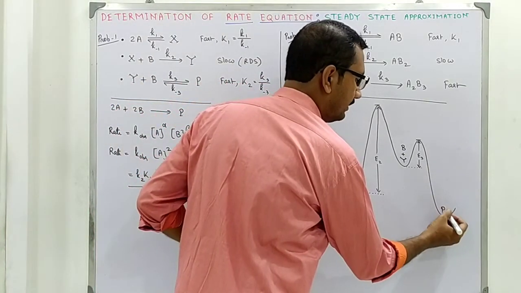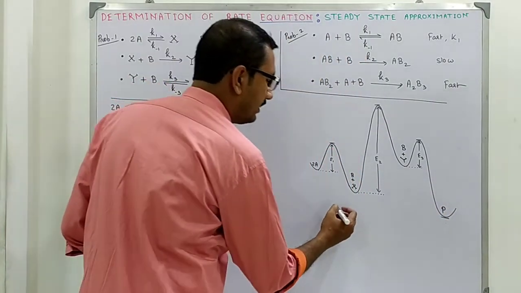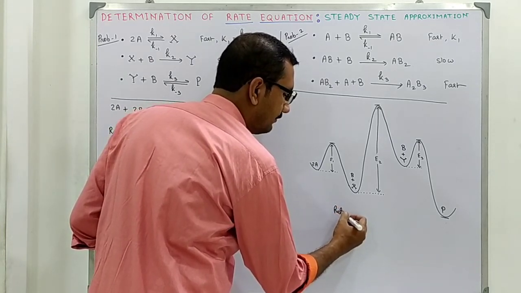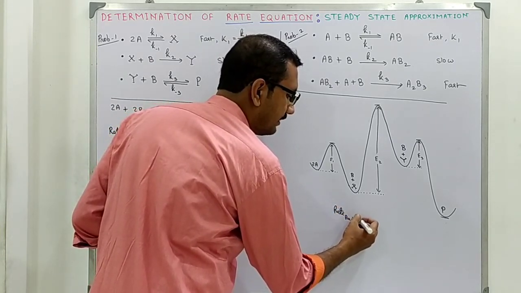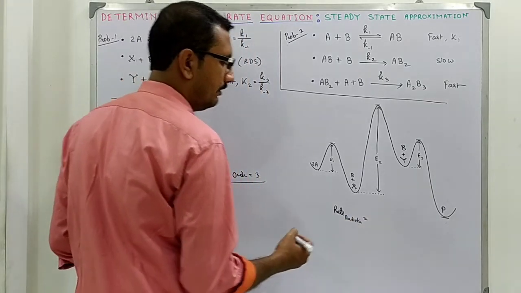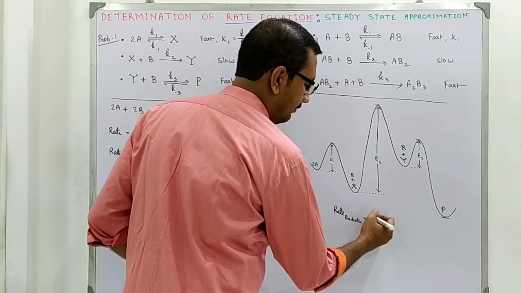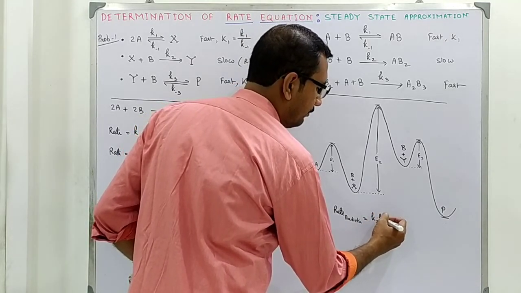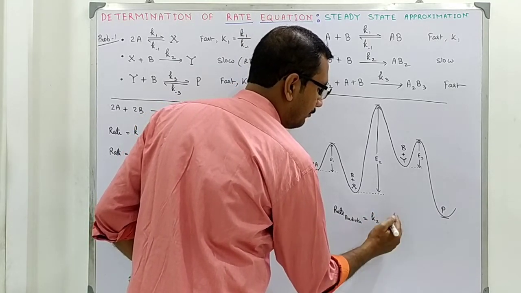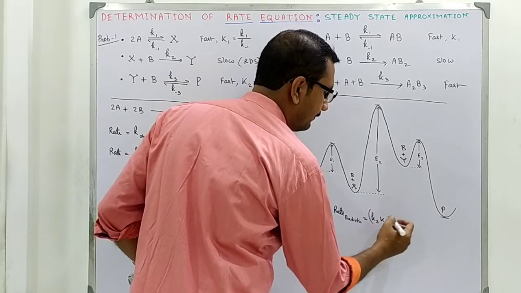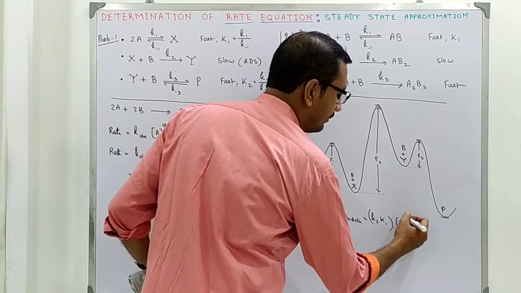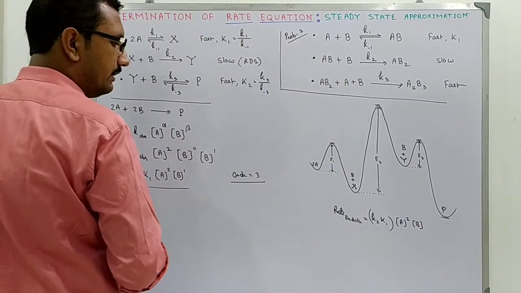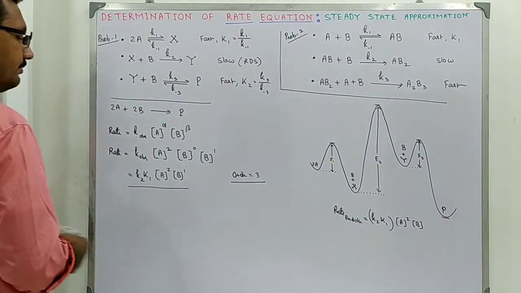So, let us continue with the derivation. What is our prediction? The rate, that is the theoretical prediction from physical intuition, is K2 into K1 and it will be A squared and B. So the order will be 3. This is our prediction. Now, let us proceed.